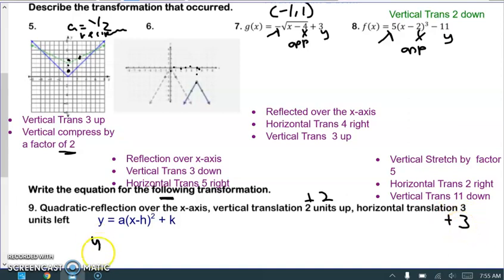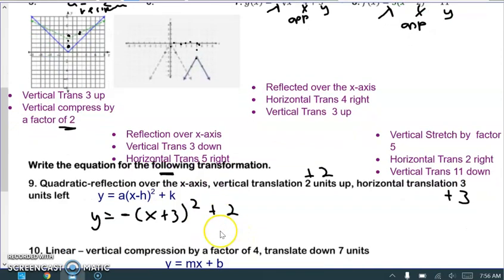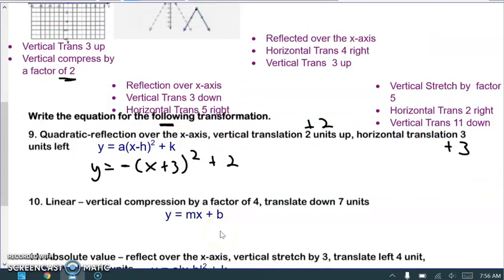So how would I write that? I don't have an a, so all I know about my a is that it's negative. So I have an x, I have an h, that is my horizontal translation, so I'm going to put a +3. I'm going to put my 2, and then I'm going to write +2. So there's my answer.